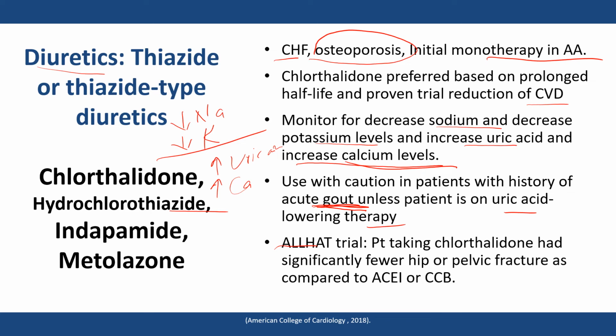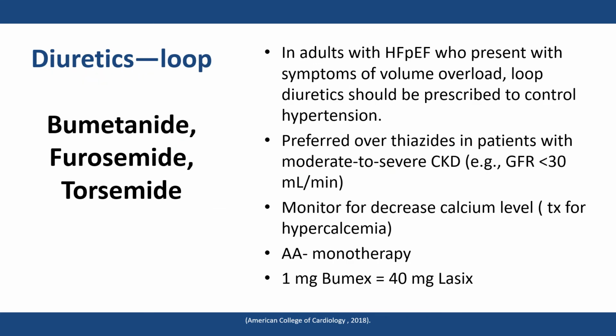So, all right, next is loop diuretics. Bumex, you have Lasix here, that's furosemide, a very, very common drug. These drugs are prescribed in patients with CHF, osteoporosis.